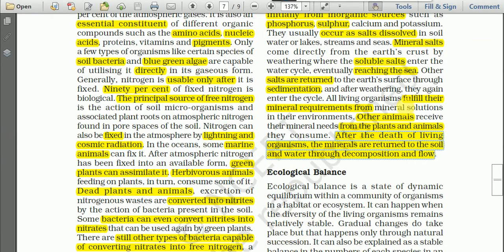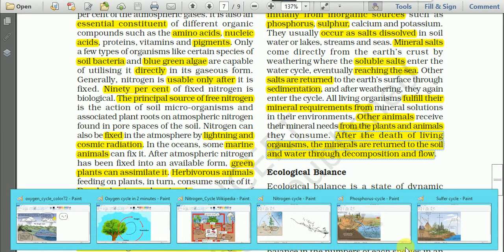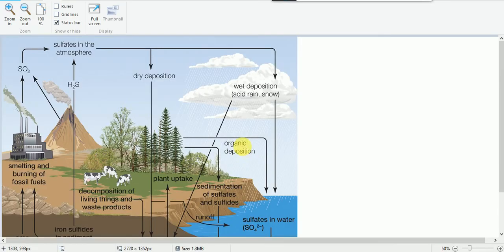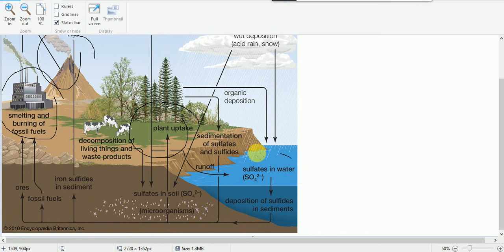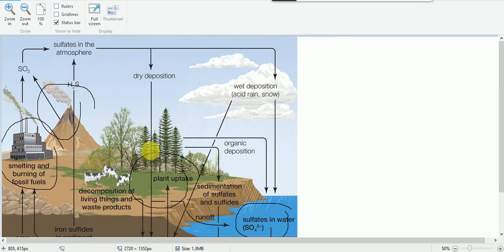And likewise we have the sulfur cycle also. The same process is here, mining areas, and here also from the volcanic eruption we get sulfur, then see, plants take it up, then some of it will reach the sea, and likewise. So in this way we have this sulfur cycle.